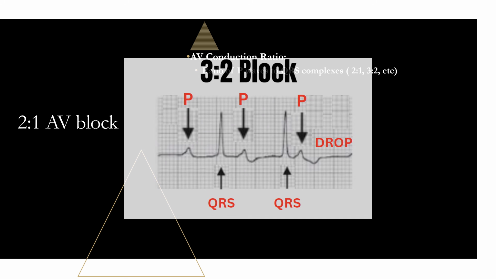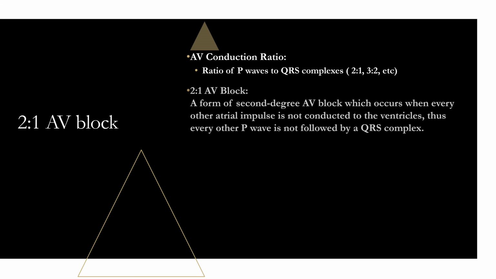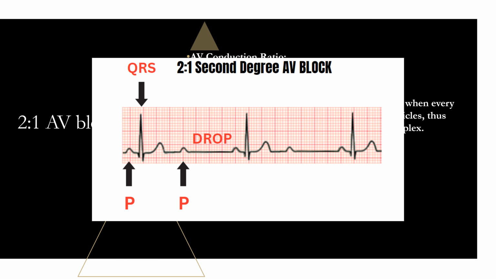So as an example, you're reading your ECG, there's a P wave, QRS complex, P wave, QRS complex, P wave, dropped beat, no QRS complex. This type of block would be a 3-to-2 block because there were 3 P waves and only 2 QRS complexes. So now that we understand AV conduction ratio, let's talk about a 2-to-1 block. A 2-to-1 block means that every other P wave is blocked. Every other P wave is not followed by a QRS complex. One conduction, then no conduction, one conduction, and no conduction.